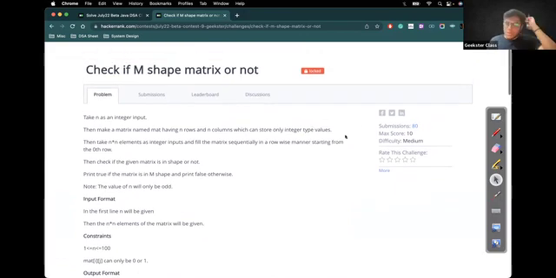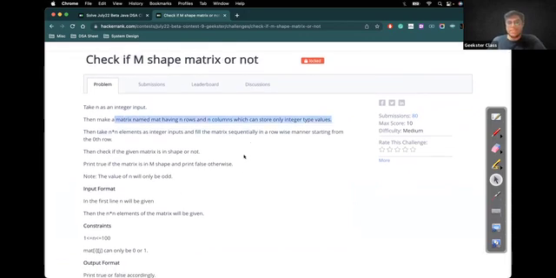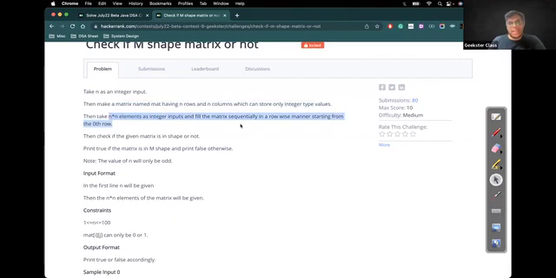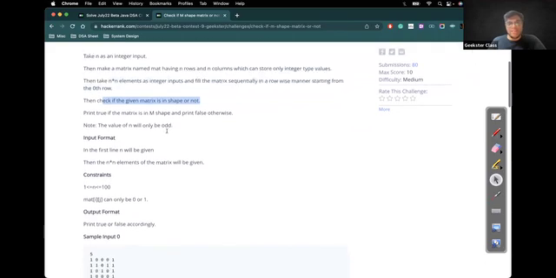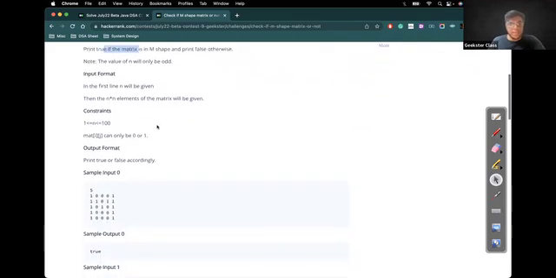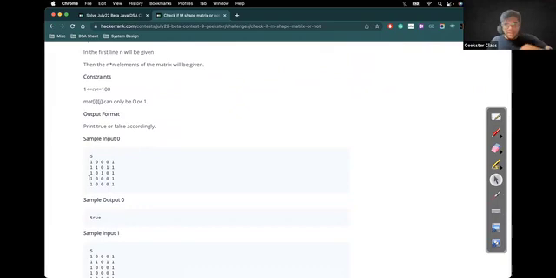Okay, so what is the question? The question is take n as an integer input, take a matrix with n rows n columns, that is take a square matrix, take input of all the elements row wise as we know. Check if the matrix is M shape or not, and print true or false, whatever is the shape. And what is the M shape? Like, obviously you know M shape.